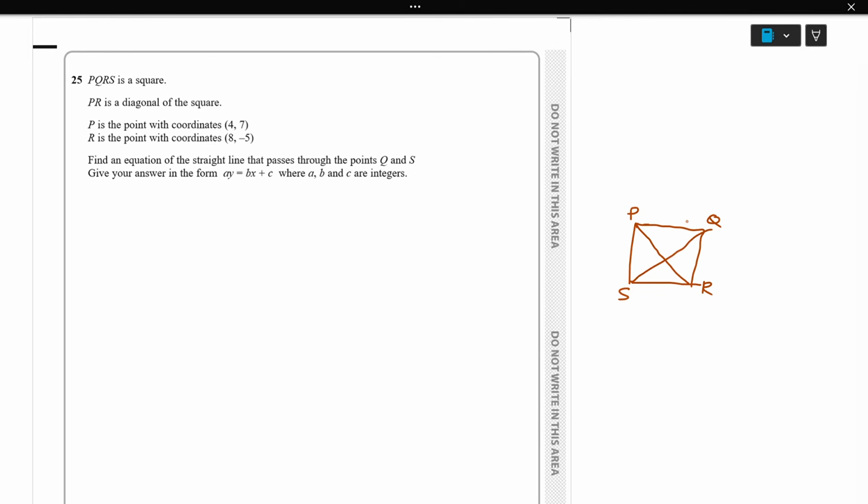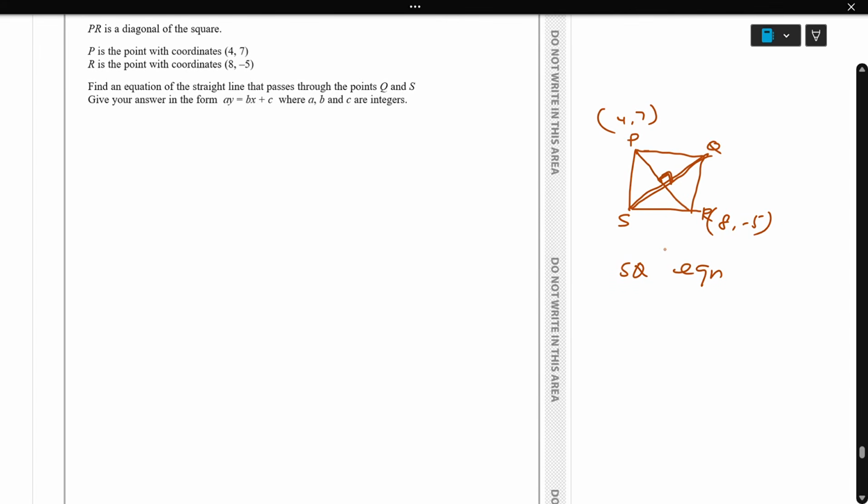Next, question number 25. PQRS is a square. PR is a diagonal of the square. So I'll draw one square here. PQRS, PR is the diagonal. Obviously, there is another diagonal as well. P is (4, 7) and R is (8, -5). Find the equation of the straight line passing through Q and S, the other diagonal. So we need to find the equation of SQ.